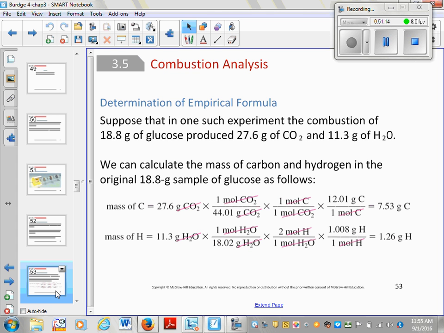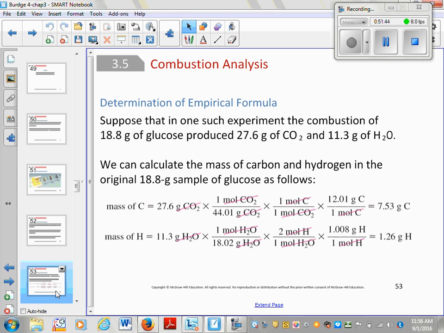So now we have the weights of the carbon, hydrogen, and oxygen. Okay? What was the next step? We have to figure out how they combine. They don't go together in grams, they go together in moles. So I have to convert these to moles.